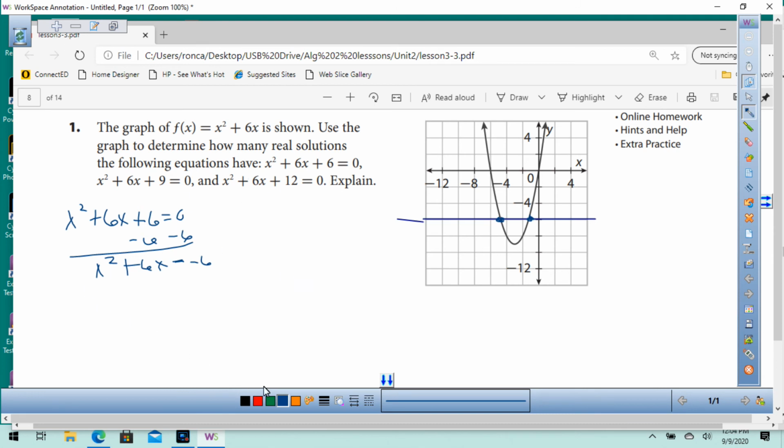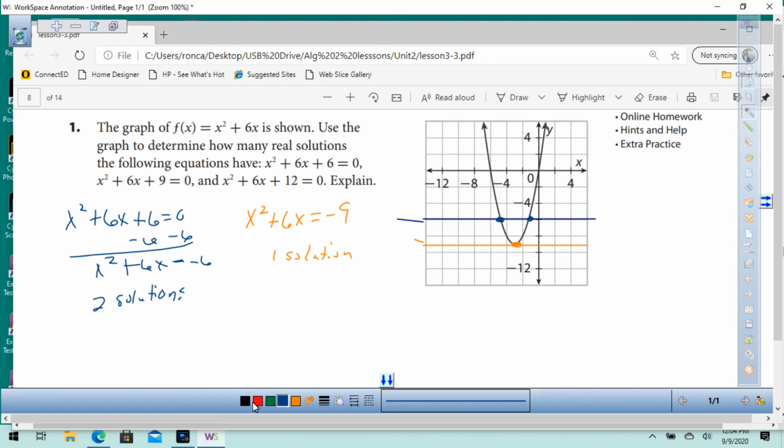The second equation, x squared plus 6x, and we're going to subtract 9 from both sides, and we get negative 9. Well, where's that at? A little too high. And here there is one solution right there. So that has one solution. This has two solutions.